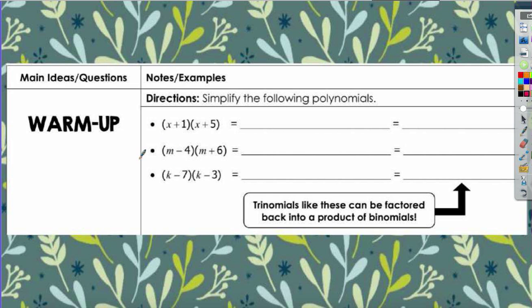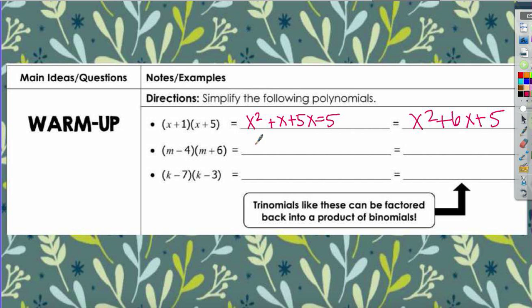So as a warm-up, we are looking at going forwards. Last unit we learned how to take two binomials and turn them into a trinomial. So we FOILed it out, or you used your Punnett square method. If I were to FOIL this, I would have x squared plus 1x plus 5x plus 5. And so when I combine like terms, that's really x squared plus 6x plus 5.